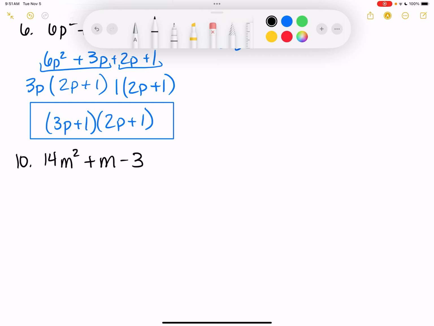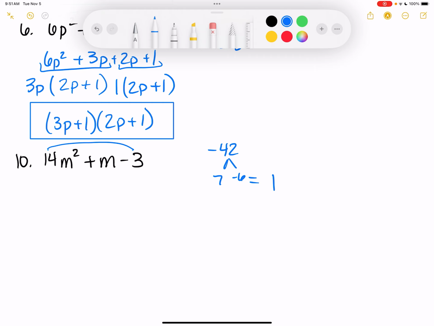All right, so I need factors of whatever 14 times negative 3 is, negative 42, to add up to give me a positive 1. 7 times negative 6. Yep, 7 and negative 6, because they have to be opposite signs, but the middle term is positive, so that means the bigger number has to be positive, smaller number has to be negative.